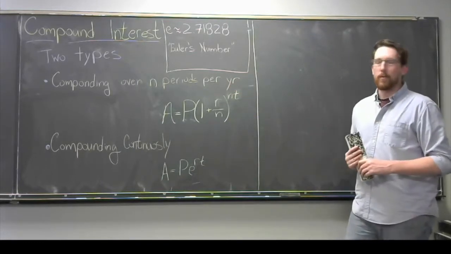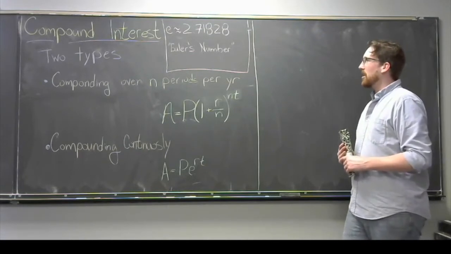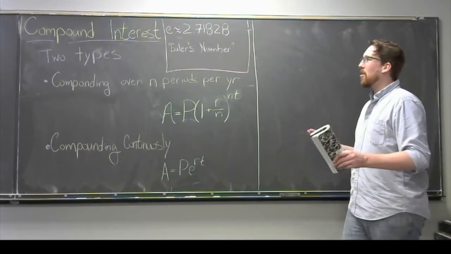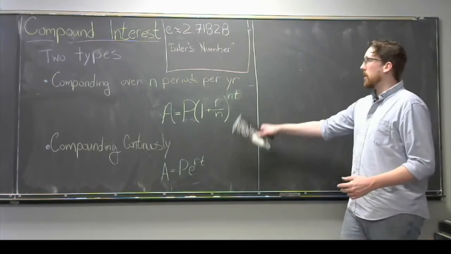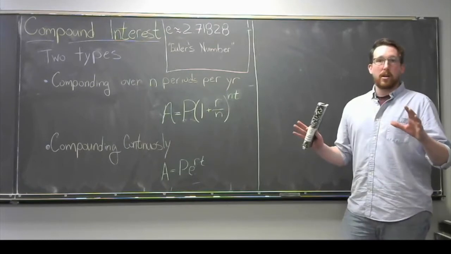An irrational number, for whatever that's worth. All right, so a lot of information. Let's look at these two different types of compounding interest in a problem.